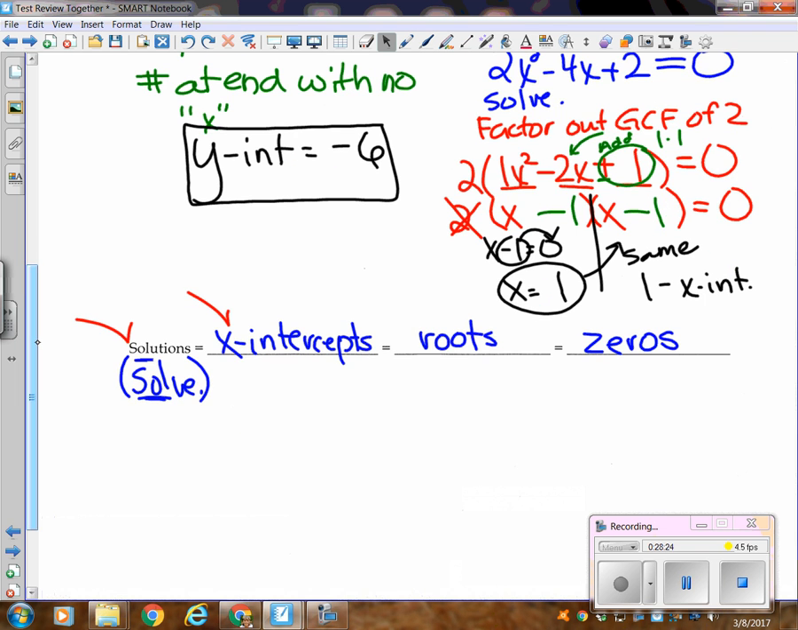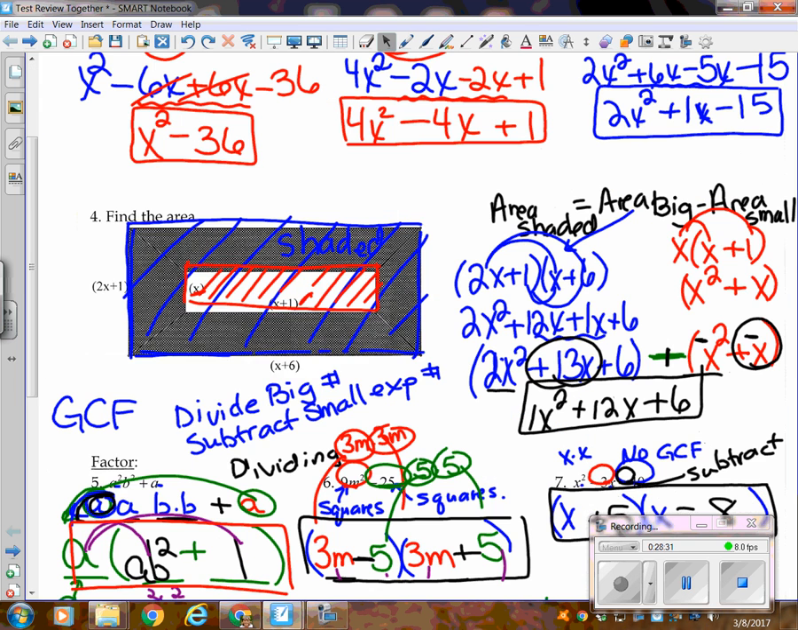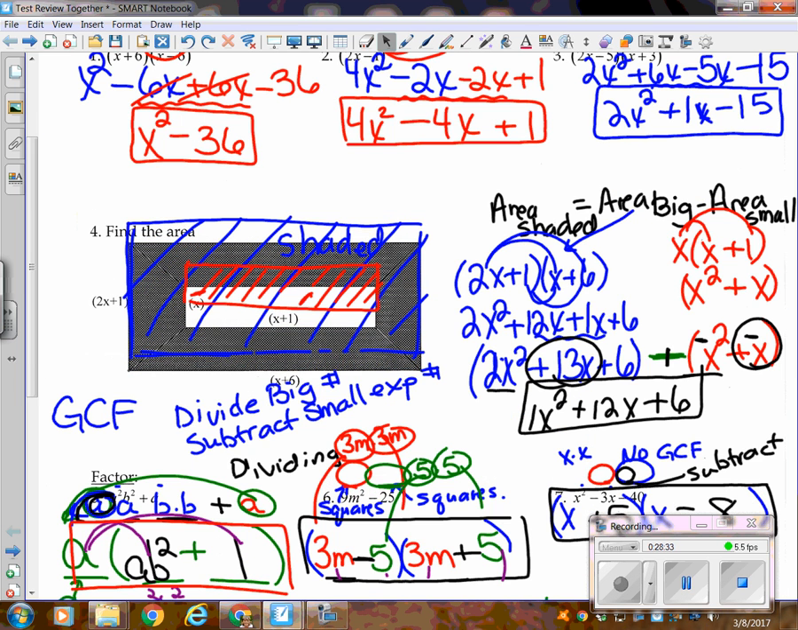It's a way to review all the things we've done, from multiplying to area to GCF to factoring. Everything is included here.